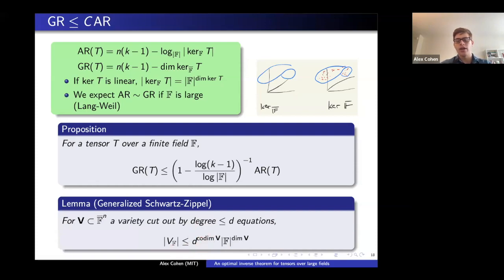So this inequality is only useful if you can control both the degree and the codimension, which in our case we can. We're saying that the kernel is cut out by degree k minus 1 equations, so those aren't too bad. And control on the codimension is exactly control on the geometric rank. So if the geometric rank is large, then we can get a favorable estimate on the number of elements of the kernel over the finite field, which then gives us a lower bound on the analytic rank. So geometric rank large implies analytic rank large.